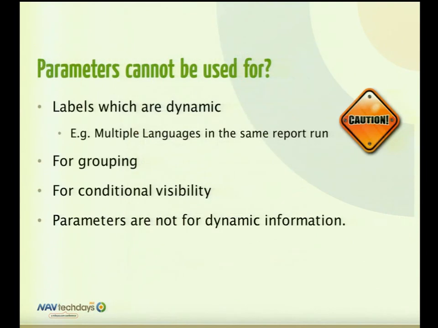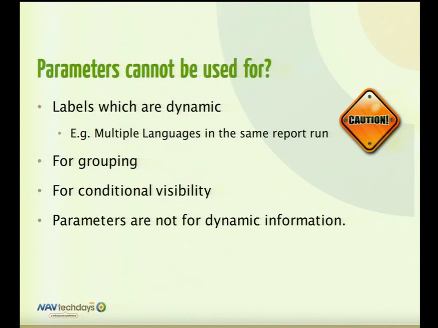So now I'm going to touch upon the place that you should not be using parameters for. Parameters cannot be used for dynamic labels. So what does dynamic labels mean? In Navision, it's quite often we see that when we print customer-side reports, you switch the language when you are actually executing the report. So you're printing two sales orders, and the first order is in German, and the second one is, let's say, in Danish. That means the language of the header is going to change when the report is actually executing.